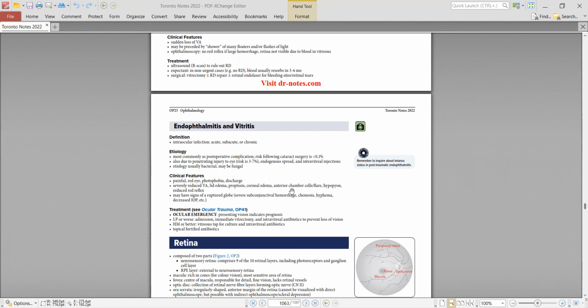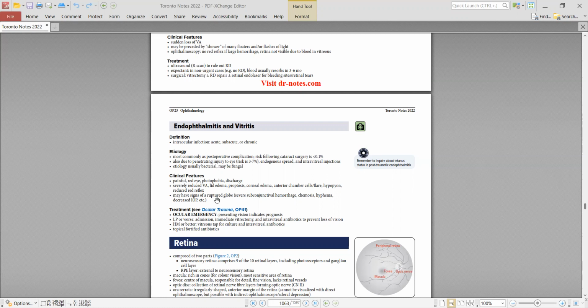If you see the anterior chamber, there is pus present in the anterior chamber. Hypopyon is there. Reduced red reflex. Reduced red reflex means you can't see the retina. Retina is having red reflex. Why? Because there is pus in front of that, right? So because of that reason, the red reflex is reduced here.